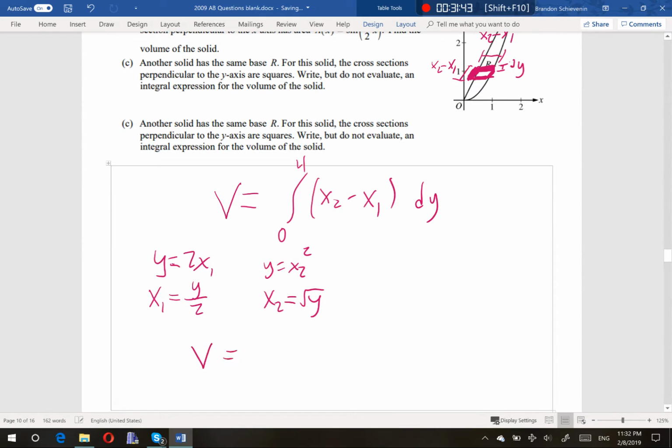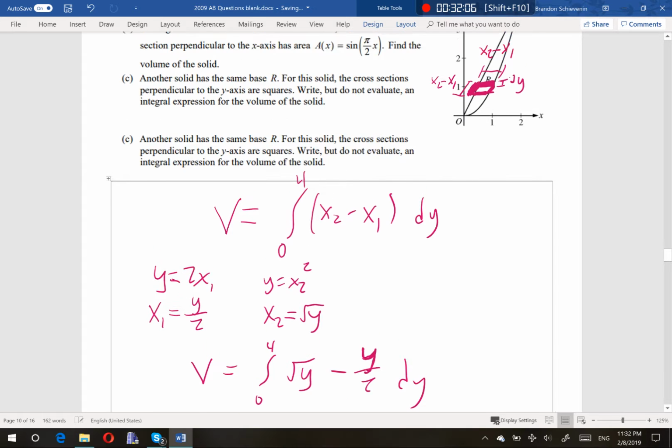Therefore, my volume is equal to the integral from 0 to 4 of x2, that's the square root of y, minus x1, y over 2, dy. It said write but do not evaluate an integral expression, so I believe we're done at that point. Any questions on what we did? No. Okay.